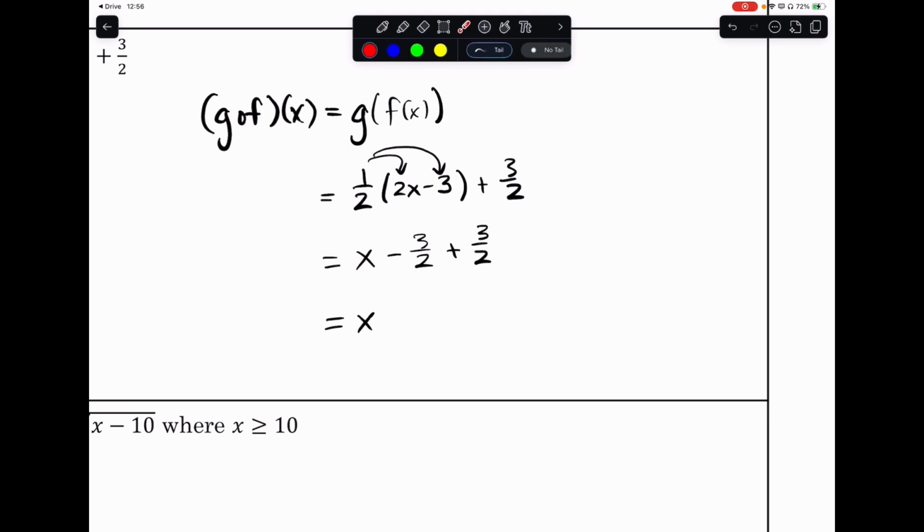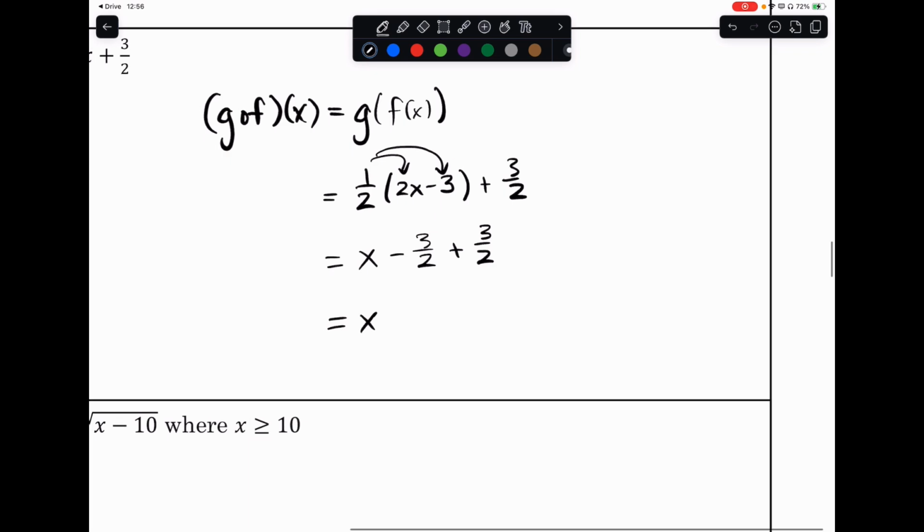And well, these two terms have the same denominator, so I can combine the numerator, and negative 3 plus positive 3, that's equal to 0. So we end up with 0 over 2, which is just 0, which we do not have to write. So just x. And there, we have shown it.